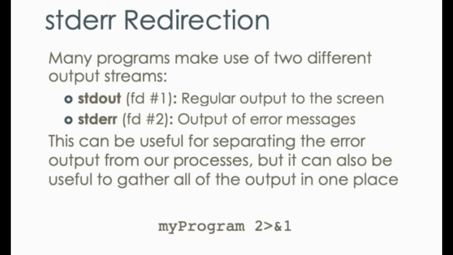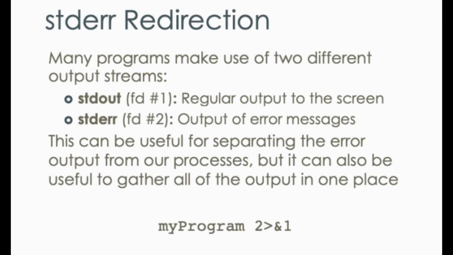Another key concept we need to understand is stderr redirection. Essentially, programs usually have two different output streams. One is stdout and one is stderr. Stdout is the regular output to the screen, and stderr is the output of error messages. This can prove useful in order to separate the error outputs from our processes, but it can also be useful to gather all of the output in one place.